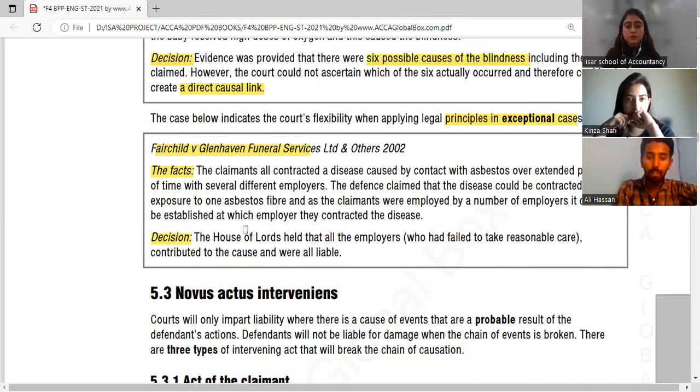The claimants all contracted a disease caused by contact with asbestos over extended periods of time with several different employers. The defense claimed that the disease could be contracted by exposure to one asbestos fiber. And as the claimants were employed by a number of employers, it could not be established at which employer they contracted the disease. Decision: the House of Lords held all the employers who had failed to take reasonable care contributed to the cause, and were all liable. What are they saying?